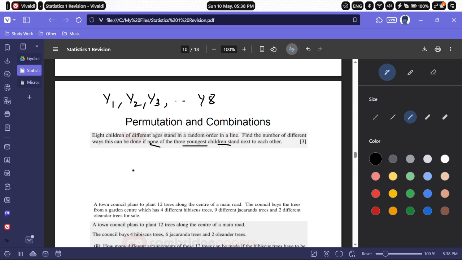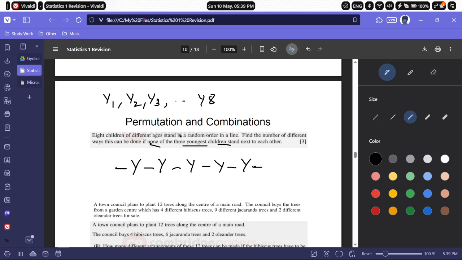So usually for the gap method, you start by ignoring these three, like in this case, these three children, and you would arrange the other five children first. So y, gap y, gap y, gap y, gap y, 1, 2, 3, 4, 5, and then you would make gaps over here. Now realize the fact that these three youngest children can only be in these given gaps. They cannot be in any other place.